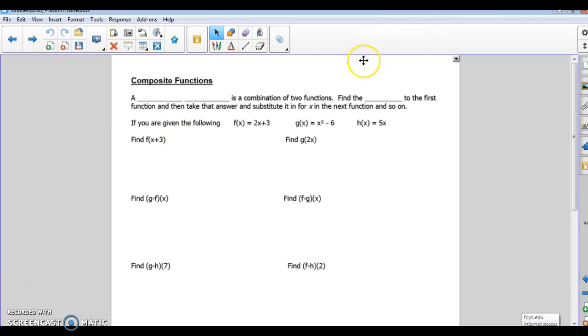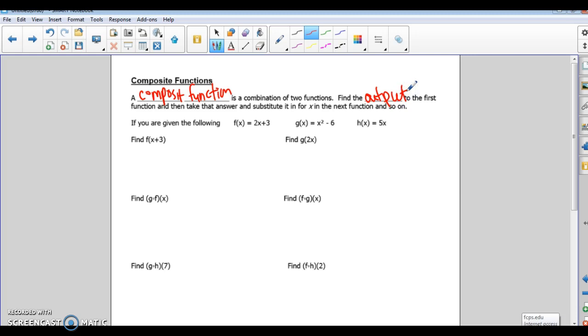Hi guys, today we're going to talk about composite functions. A composite function is a combination of two functions, so we're not dealing with just one, we're dealing with two. What we do is find the output to the first function, then take that answer and substitute it in for x in the next function, and so on.